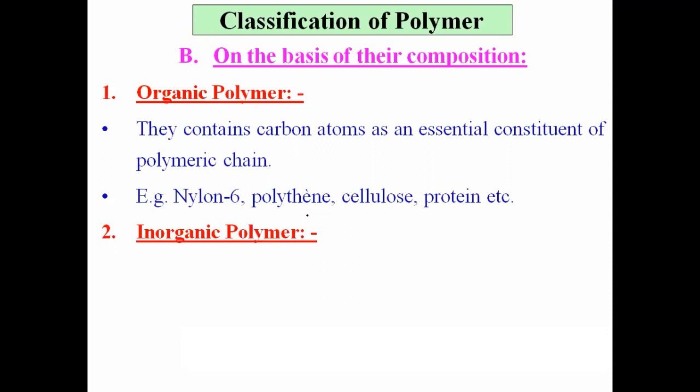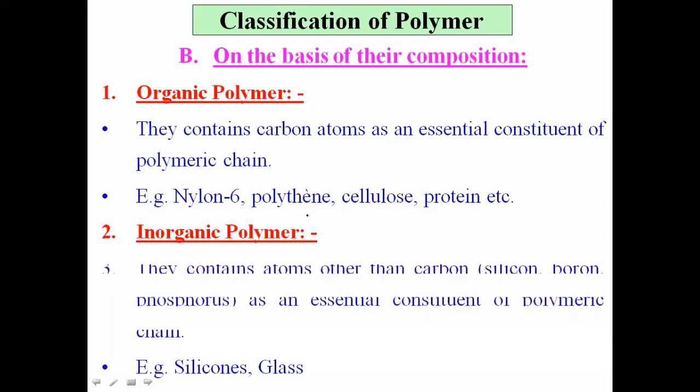Nylon 6, polyethylene, cellulose, protein, means natural as well as synthetic polymers, are made up of a carbon chain. There is a long carbon chain and therefore they are called organic polymers. While the second one is the inorganic polymer. Examples are glass and silicones.